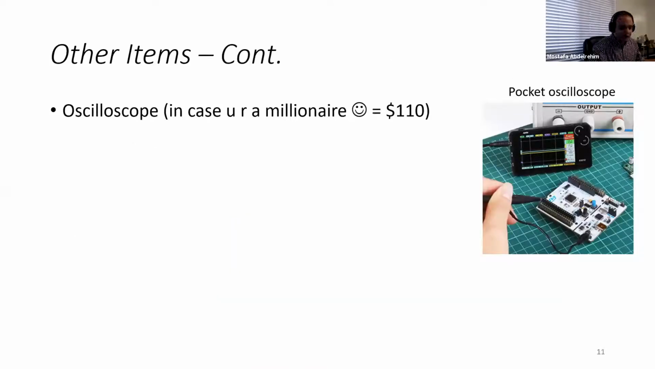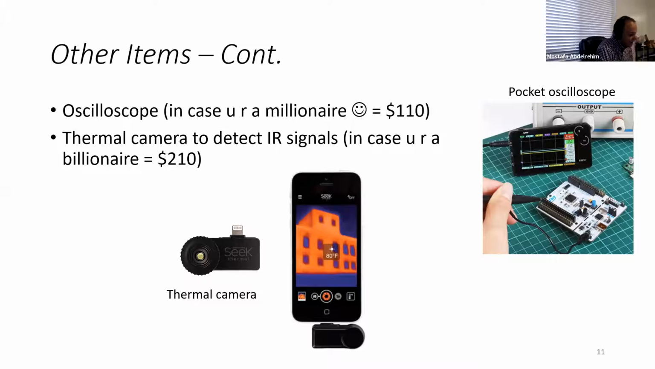If you are a millionaire, you can buy this pocket oscilloscope. It's very nice. It's very small, just about this size. I got one. It's around $100 on Amazon, but it's very useful. It's actually double channel, so you can see two signals at the same time. And it also has a generator. Most oscilloscopes, or maybe all of them, have an internal signal to calibrate the oscilloscope, and this small one has this kind of feature. If you are a billionaire, you can also buy a thermal camera. Of course all of this is optional stuff.